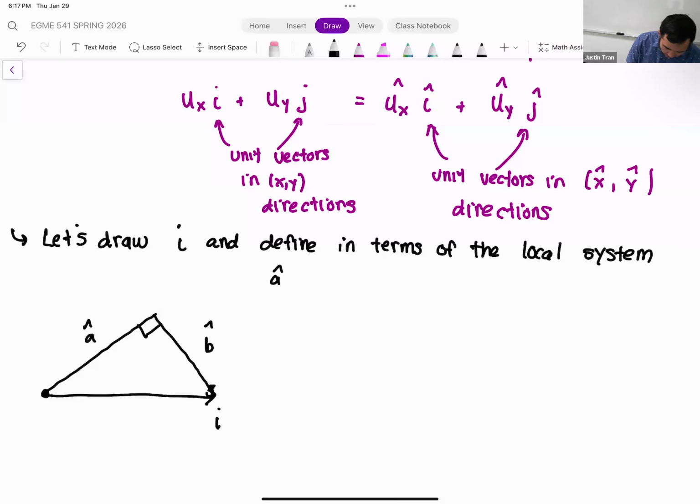So a hat is a vector in the x hat direction. Remember, x hat is the x direction in the local coordinate system. And b hat is a vector in the y hat direction, or in this case, the negative y hat direction. Now we do know one extra piece of information here, just because we know how much the local coordinate system is rotated relative to the original one. And so we know that the angle of that triangle there is going to be theta, theta being our rotation angle.